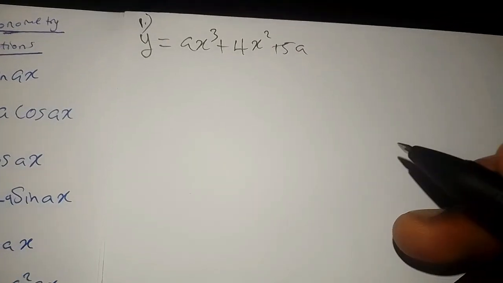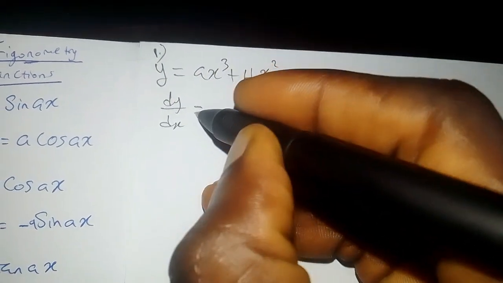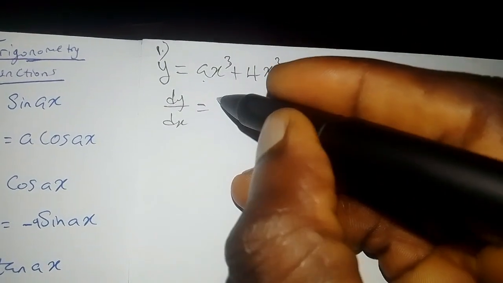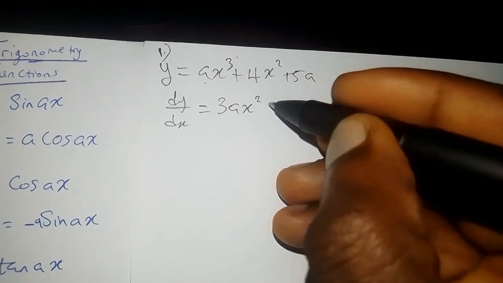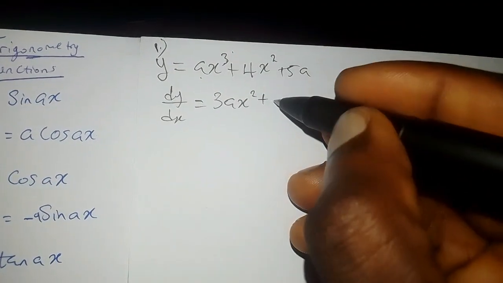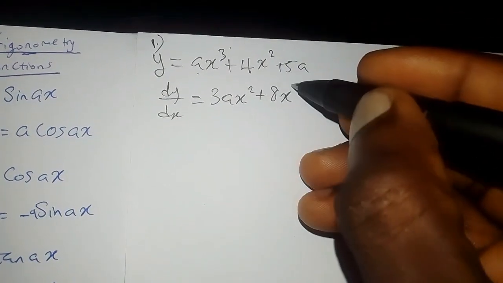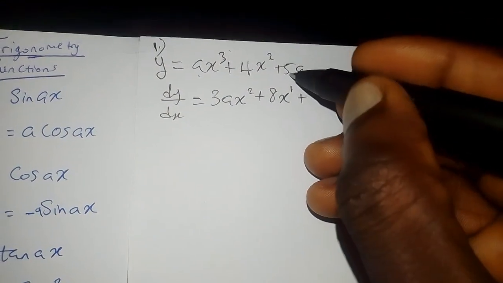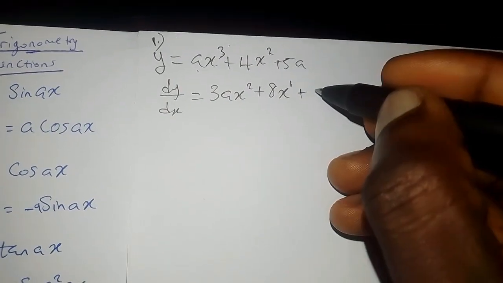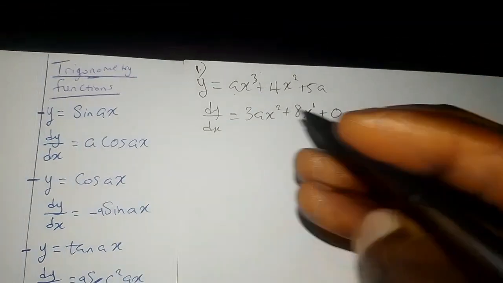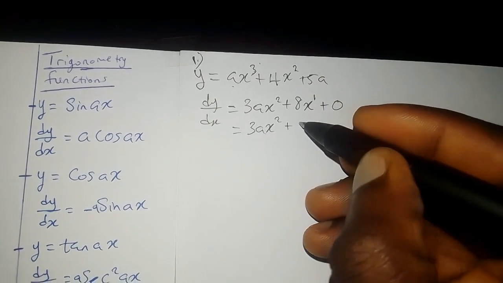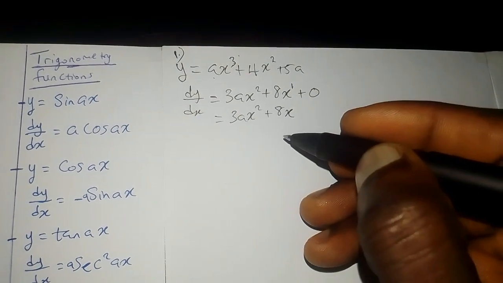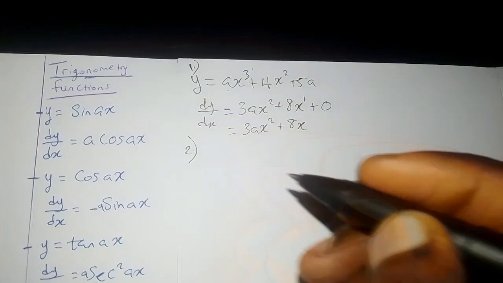So I can say dy/dx is then equals to 3 times a, that's 3ax, 3 minus 1, that's 2, plus 2 times 4, 8x, 2 minus 1, 1, plus 5a does not have x at all, hence it becomes 0, it is a constant. Then my final answer is 3ax square plus 8x. That's for number 1. Number 2.